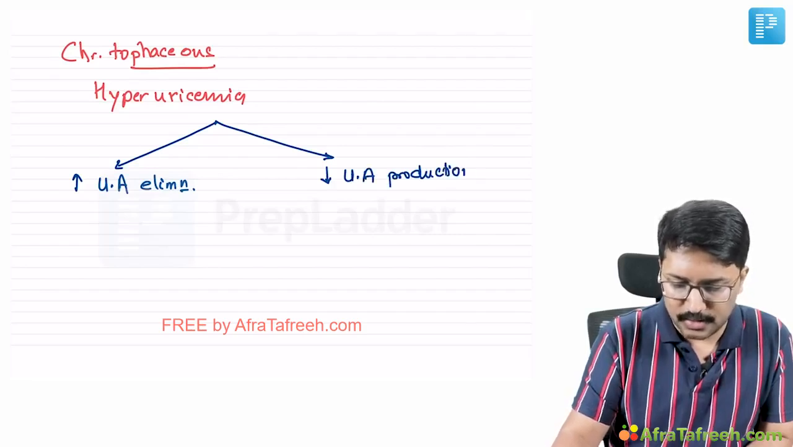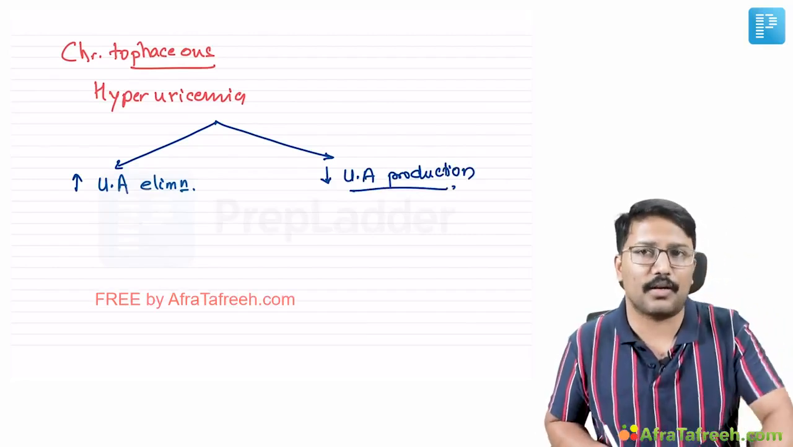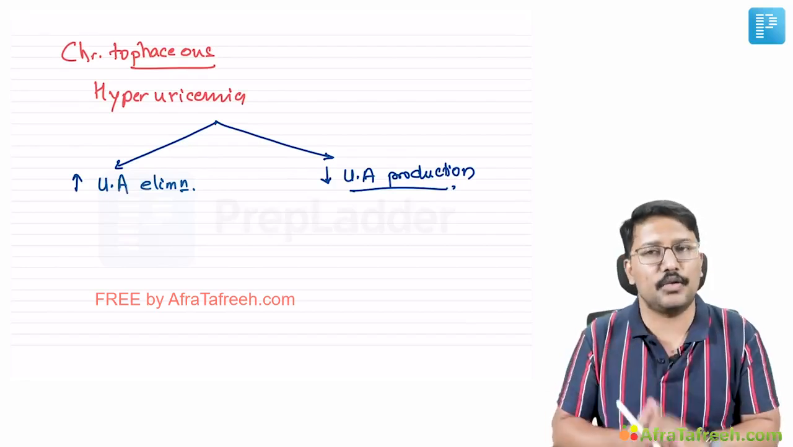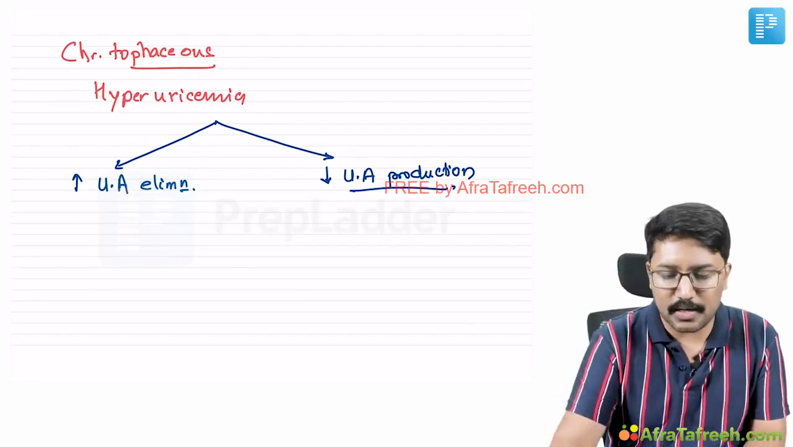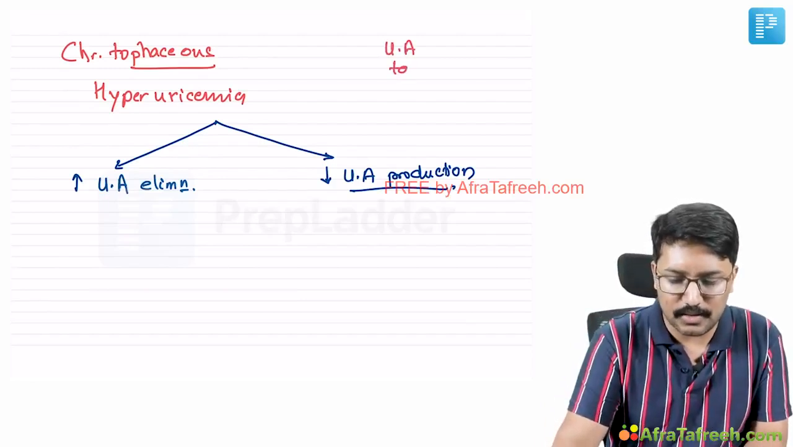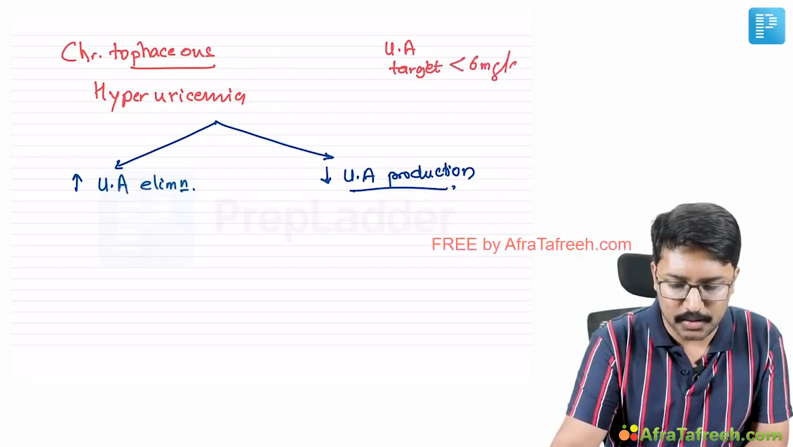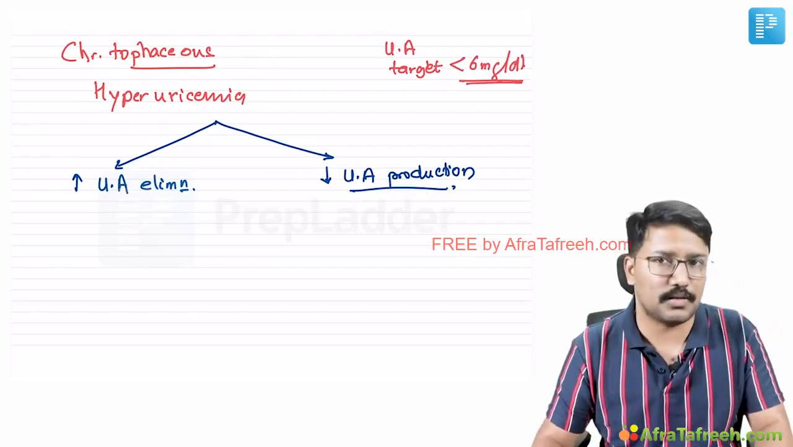So for decreasing the uric acid production, what is our target? When we are talking about chronic tophaceous gout or hyperuricemia, we are basically talking about a persistent decrease in uric acid level, trying to maintain the uric acid levels within the target. The prescribed target of uric acid levels is usually less than 6 milligrams per deciliter. Why? Because 6.8 is associated with crystal formation, right?